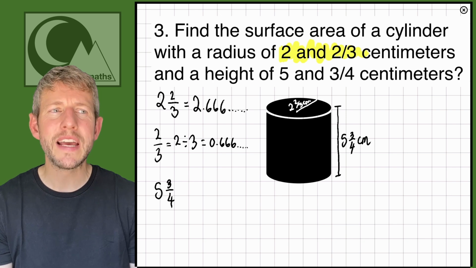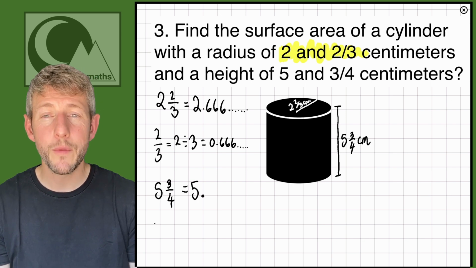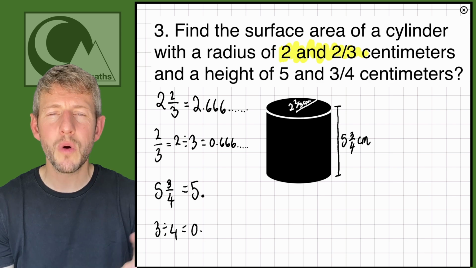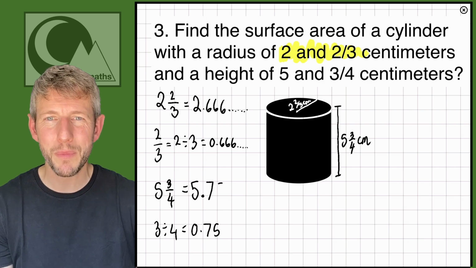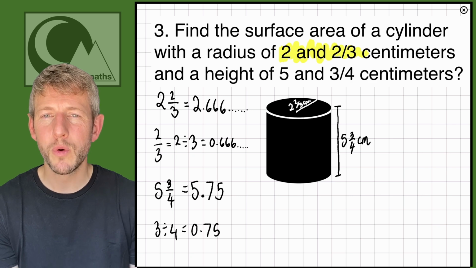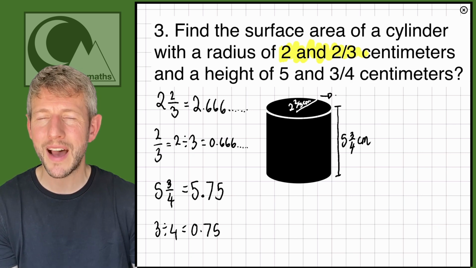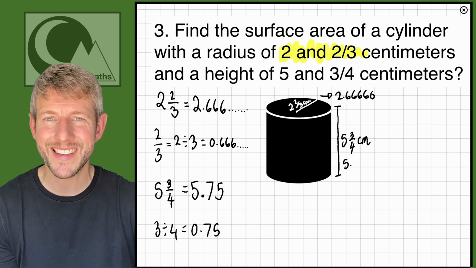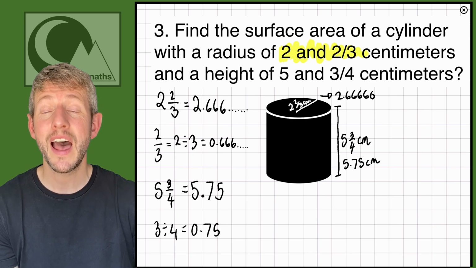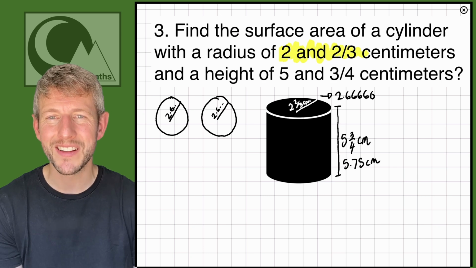Okay, so the next one is 5 3/4. So we know here that we've got 5 wholes, and then we need to work out the 3/4. So 3 divided by 4 is going to be 0.75. So 5 3/4 is 5.75. Okay, right. So we've got our dimensions now: 2.66666666 for the radius and 5.75 for the height.